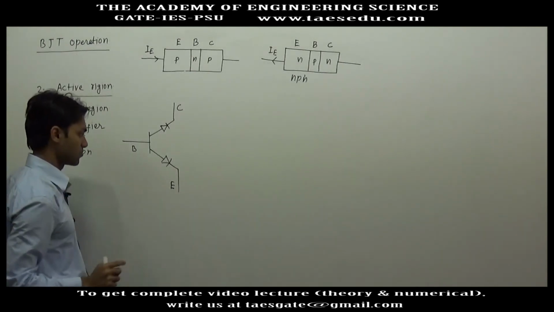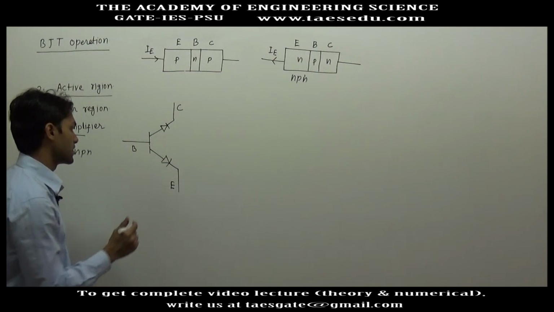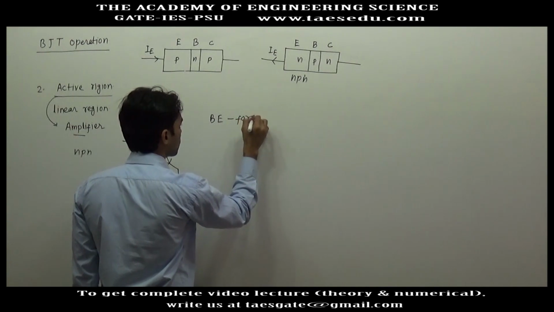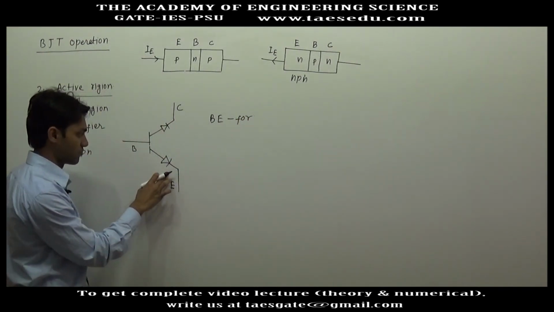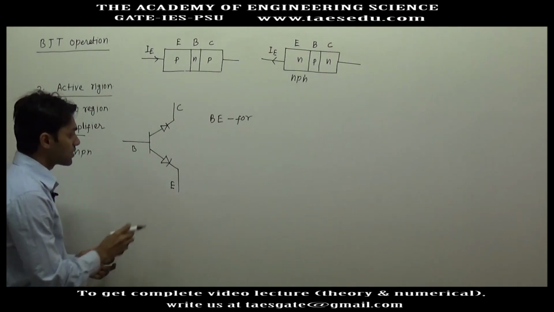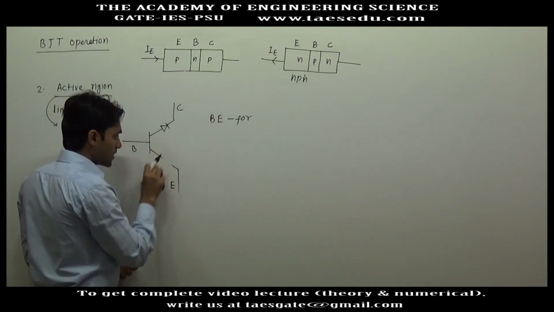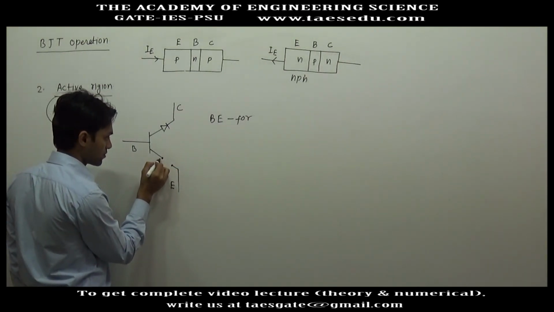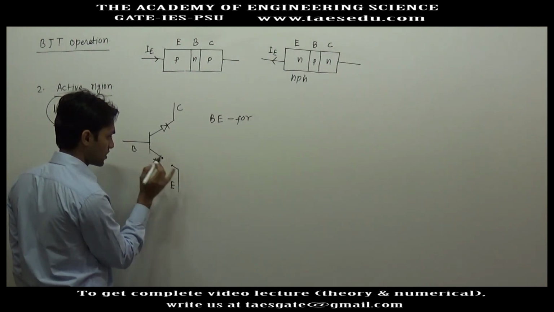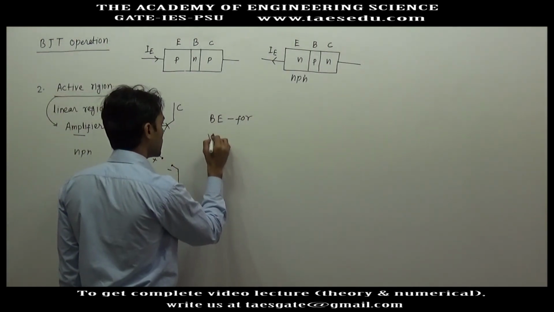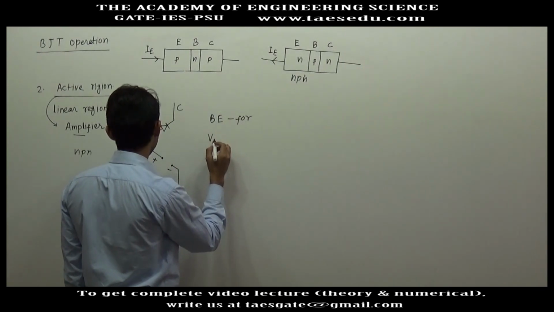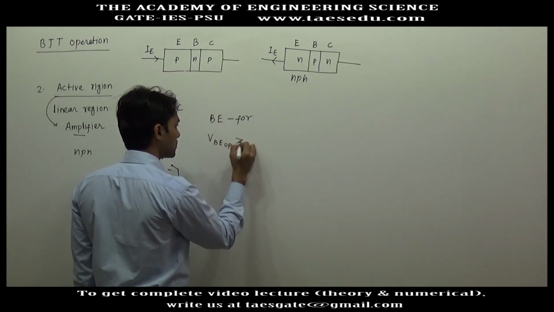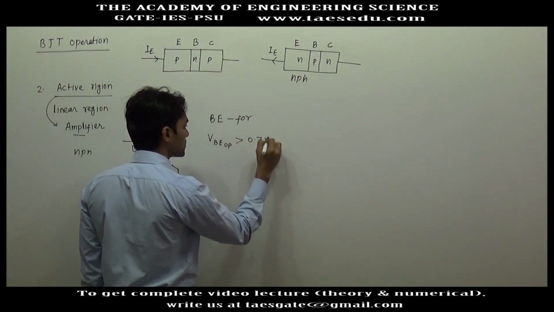So the base emitter junction has to be forward biased. First we will check the base emitter junction. This diode has to be forward biased. And a diode is forward biased when the open circuited voltage across the diode is greater than 0.7 volt. This is P, so we will have positive polarity, negative polarity, and we will write VBE. In case of open circuit, this must be greater than 0.7 volt.